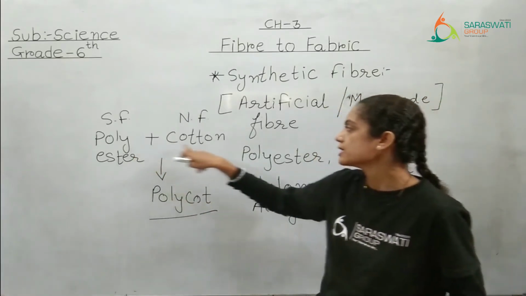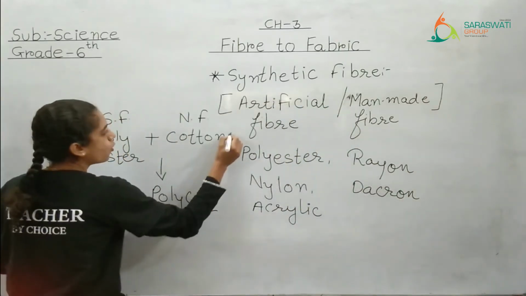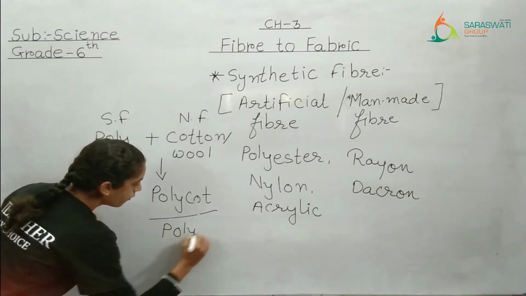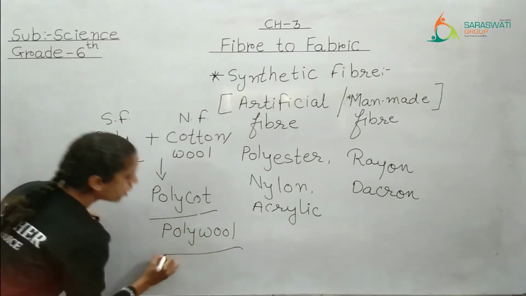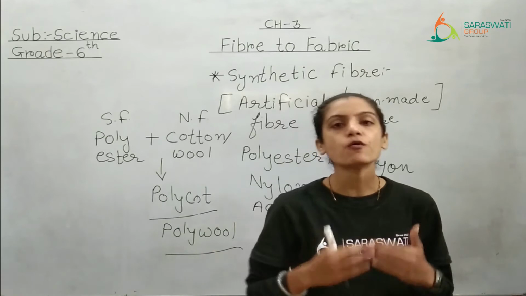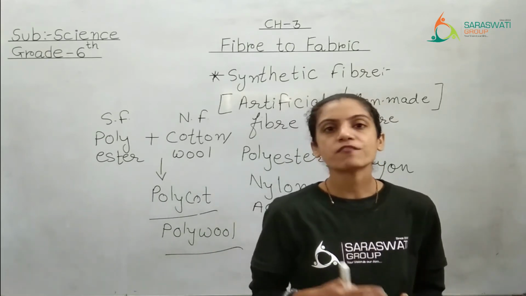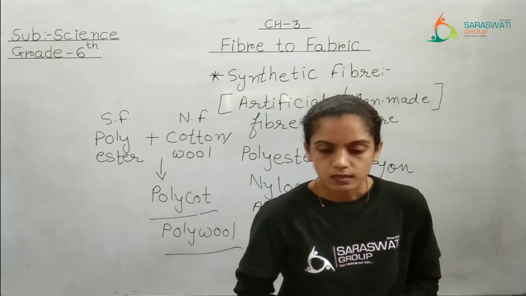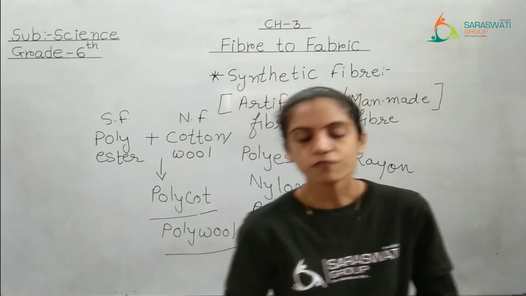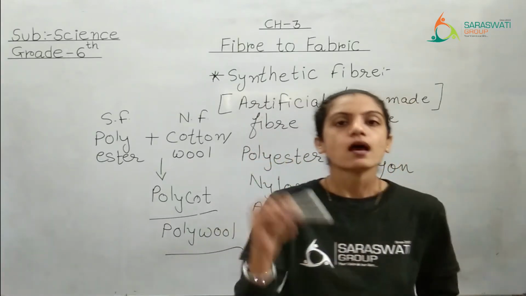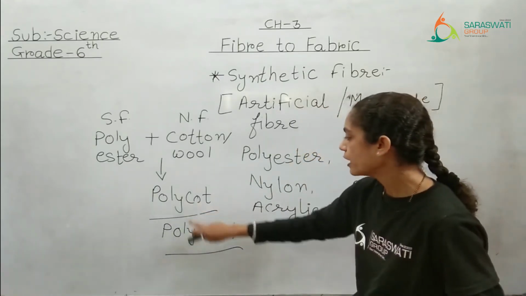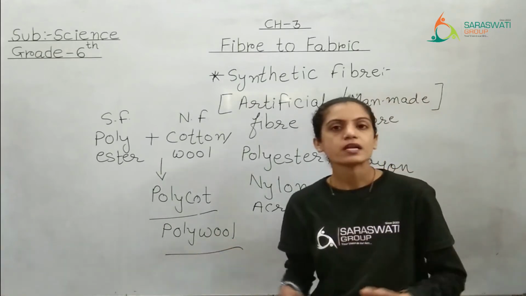In the same way with polyester, you can also mix one more natural fiber, that is wool. So we will have what? Polywool. This is also a blended fiber. So these blended fibers are suitable for wearing. It will not give you any type of skin allergy. Right? Polycot and polywool are the examples of blended fabric. Blended, underline and write down, blended means mixture. Polycot and polywool we have understood.